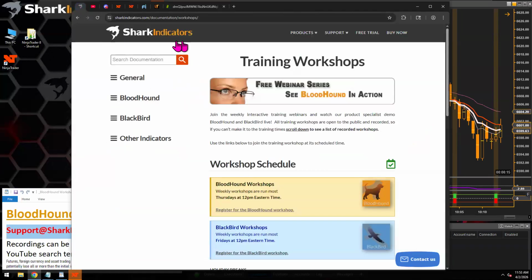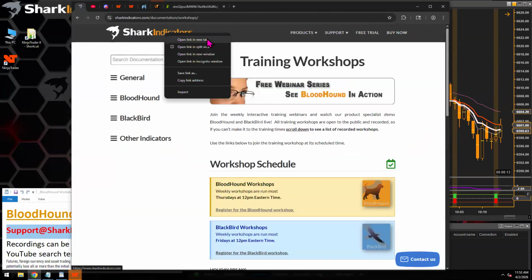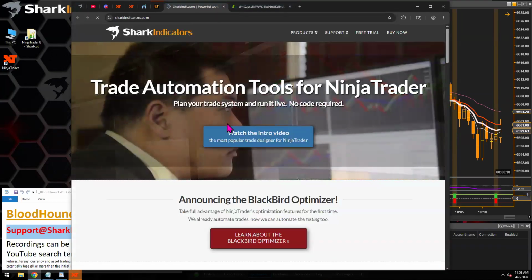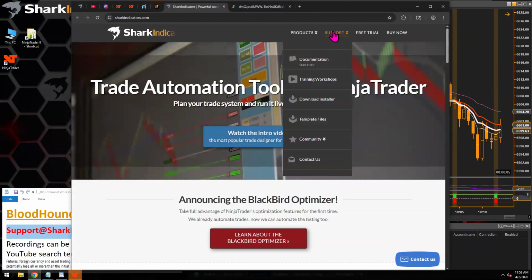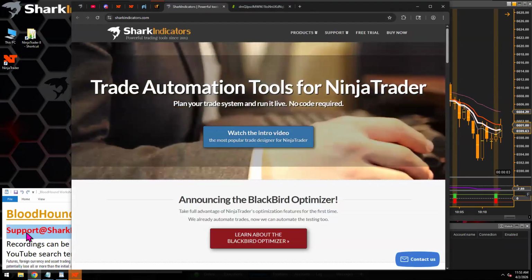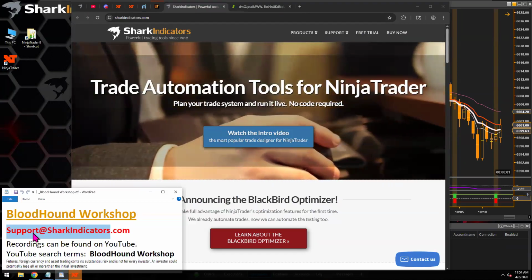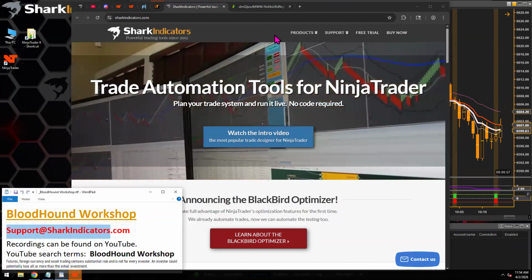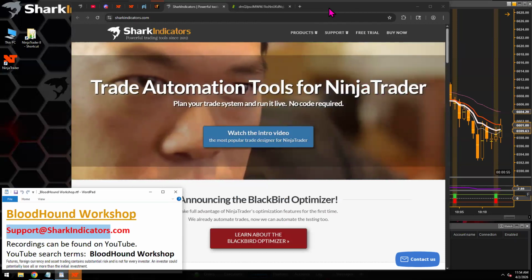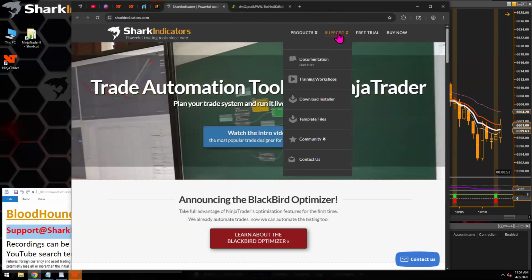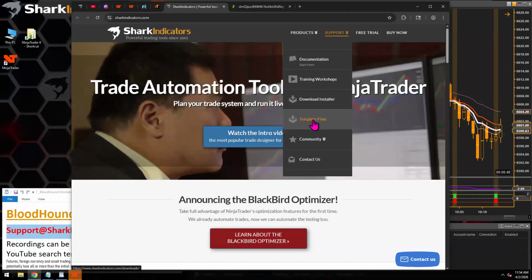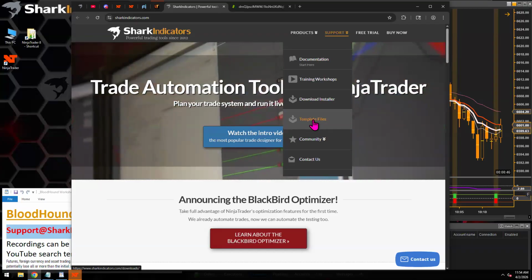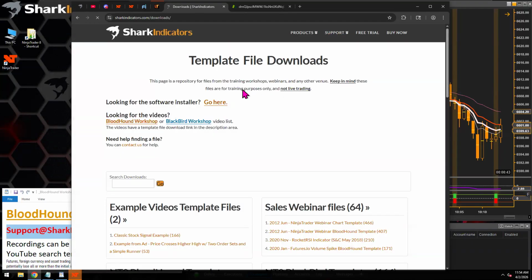So here's the Shark website. Let's open that up over here. From the website, just go to support. Well, actually, you need to just email Mike for that file, but I'm going to show you where the other Bloodhound files are located. If you go to support, template files, what you're asking for is the Bloodhound template file. So if you go to template files, here's the download page for that.